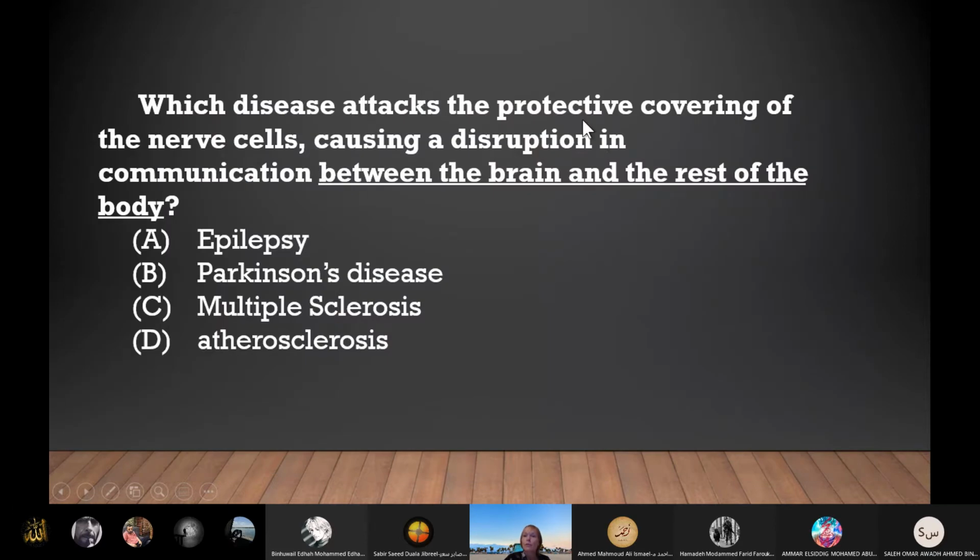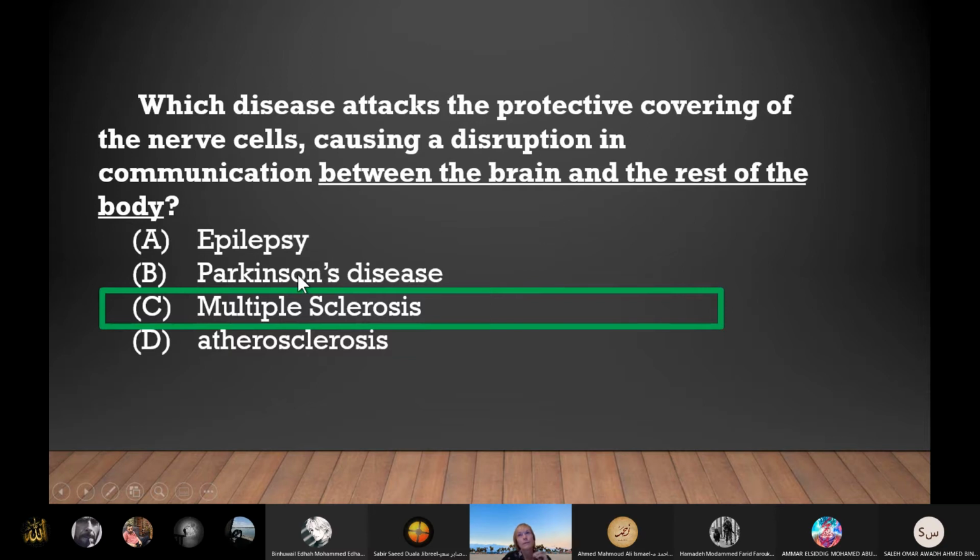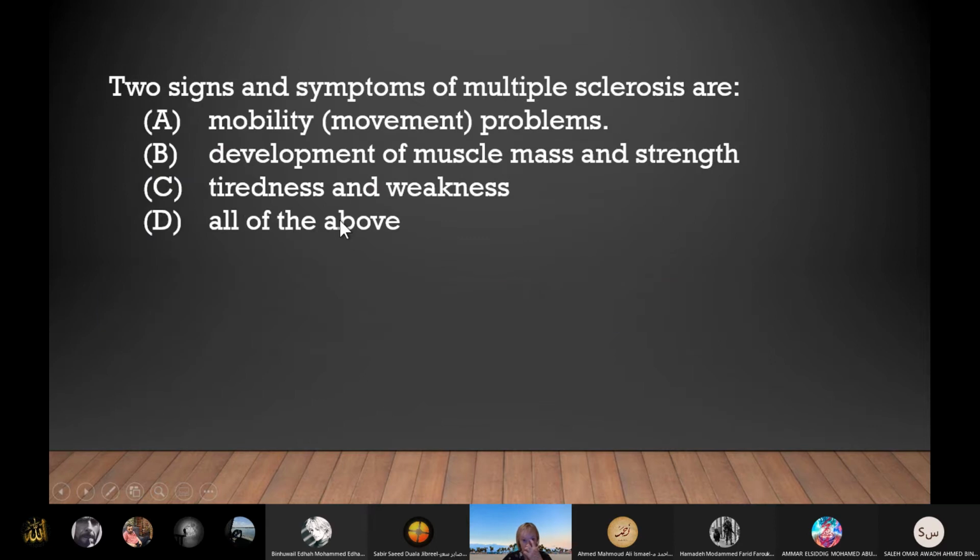Okay, so we said that the protective covering of the nerve cells, the disease that attacks those and affects the communication between the brain and the rest of the body, that was MS. Parkinson's is also affecting your central nervous system, okay, but it is not attacking the coating of your cells like MS is. It's just that the messages are not getting through, okay? But with multiple sclerosis, the coating of the nerve cells is being attacked.